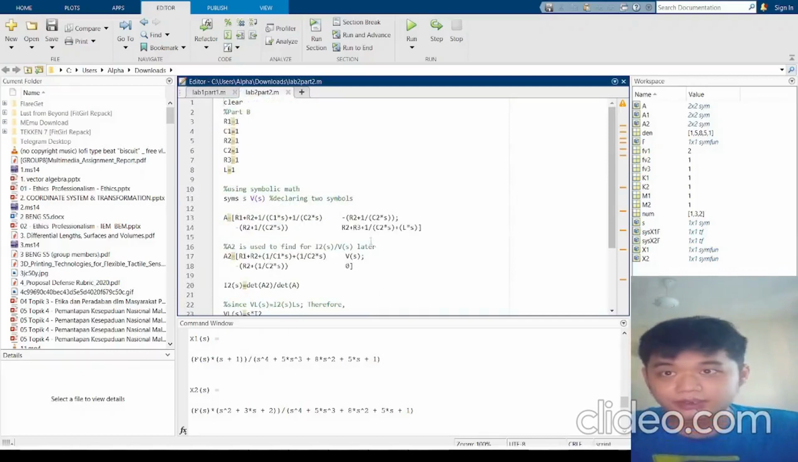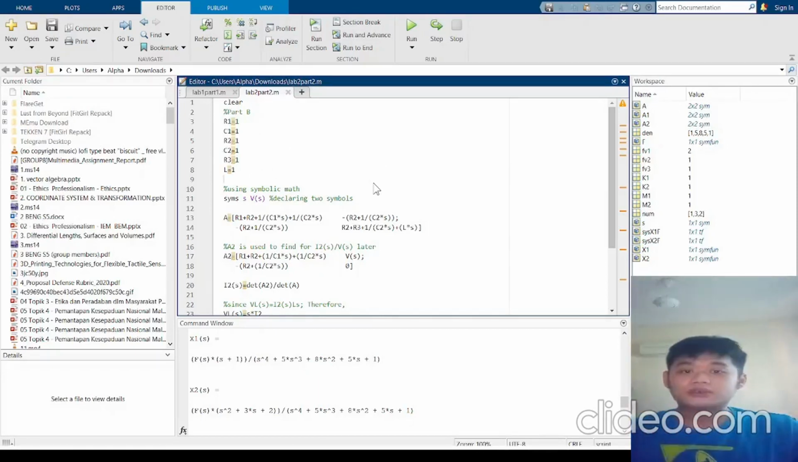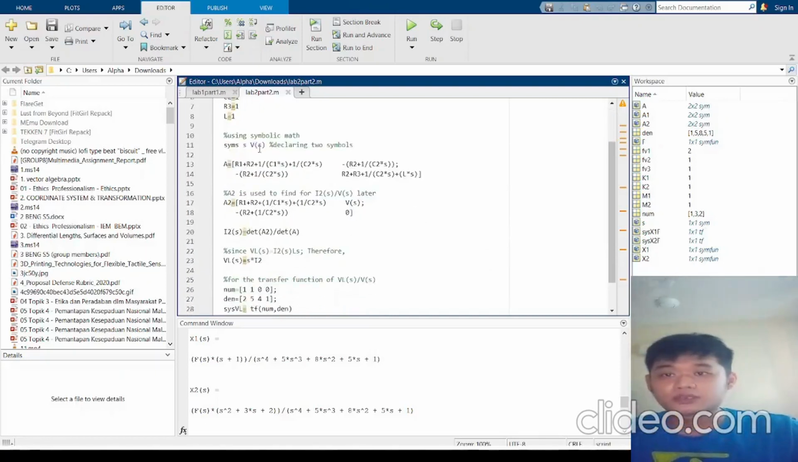Now for lab 2, part 2, since it's only the electrical network, all values have already been given, or we just assume the value if there's no value in it. So all values given or the values assumed will be only 1, in order to simplify, to make everything simple, in a simple way to understand. So as usual, we declare the S and also the BS as something that should be changed or adjustable during the whole running of the system.